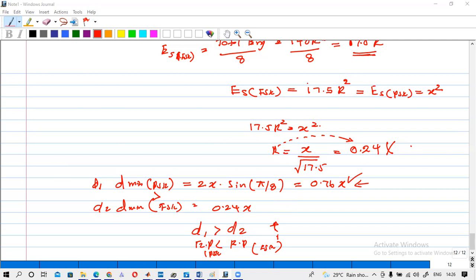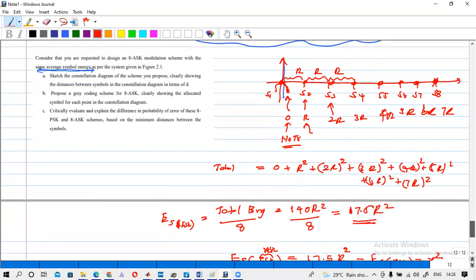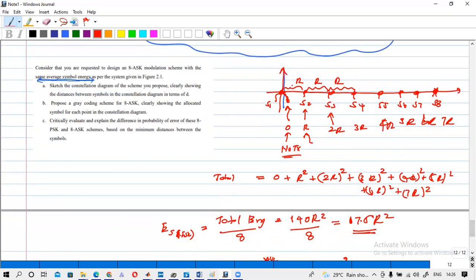So this is 8-ASK, sorry. This is amplitude shifting, not frequency shifting, because for frequency shifting we need two basis functions. I can't remember exactly. So this is ASK, amplitude shifting.